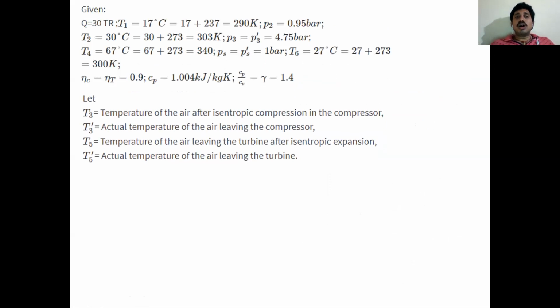This is the notation. T3 is the temperature of air at the exit of the compressor in the theoretical way, the theoretical temperature. T3 dash is the actual temperature at the exit of the compressor. T5 is the theoretical temperature at the exit of the expander. T5 dash is the actual temperature at the exit of the expander or turbine. So these are the notations for temperatures.